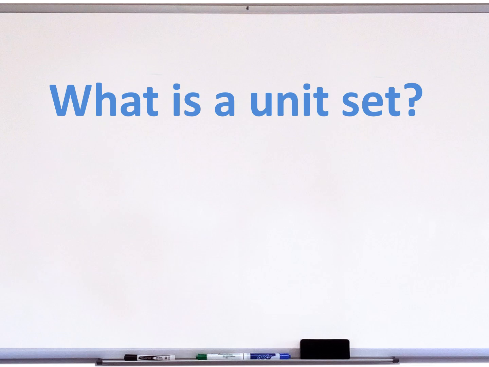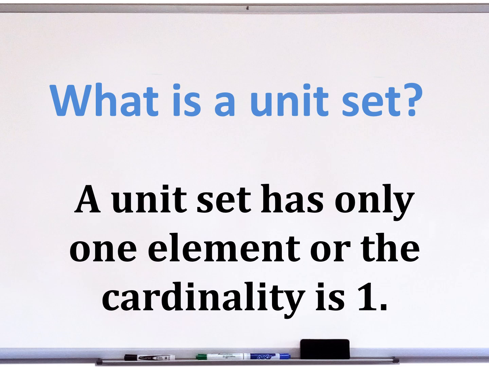There are different kinds of sets, one of which is the unit set. Let us first define what a unit set is. A unit set is simply a set having only one element, or the cardinality is 1. An example of a unit set is the set of stars in the solar system. Why do you think it is an example of a unit set? It is because the cardinality of the given set is only 1, because there is only one star in the solar system, which is the sun.